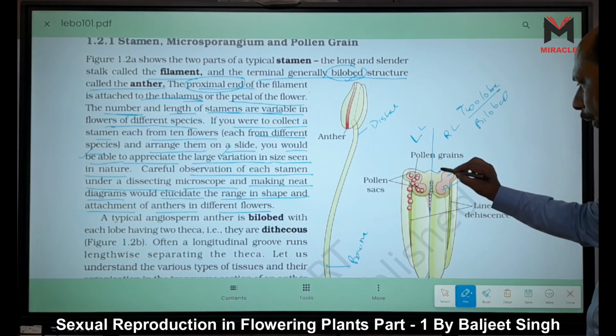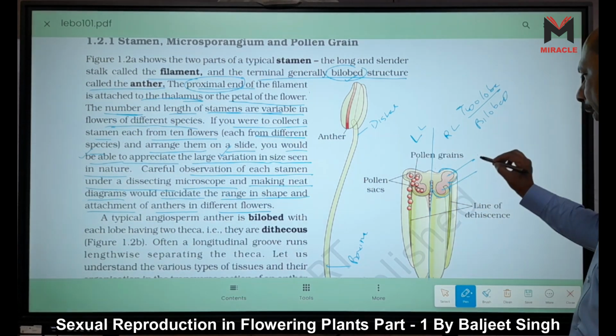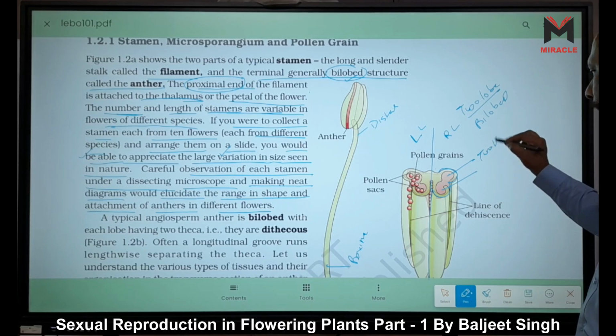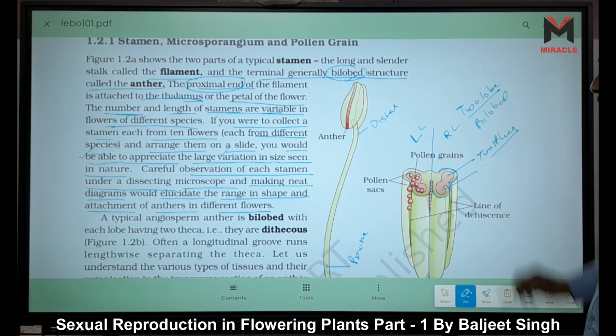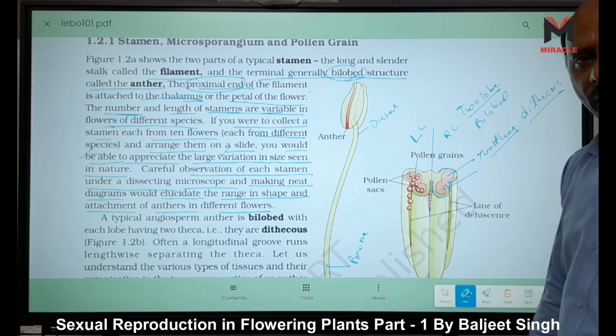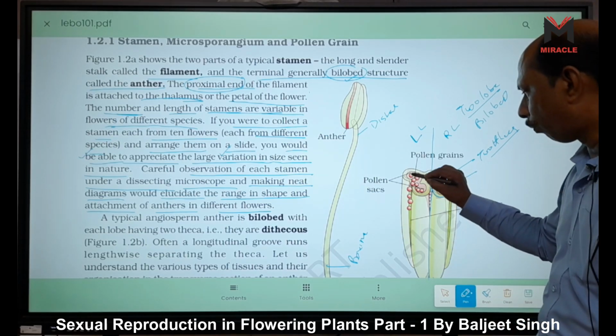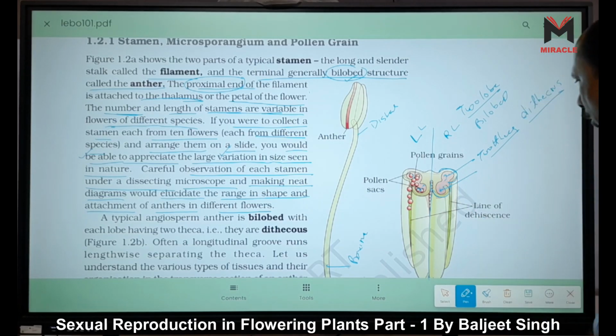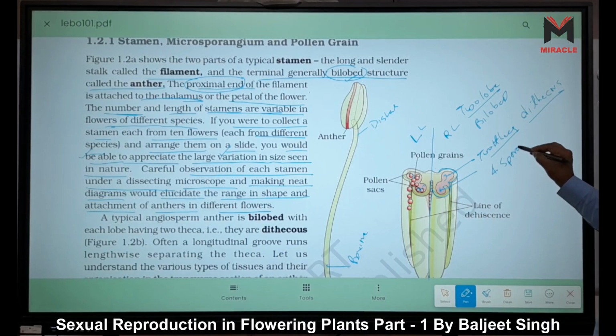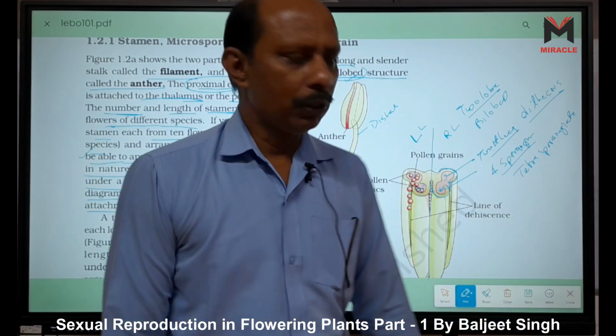Second, this one is 1 and this is 2. These are 2 theca. Look here, 1 theca and 2 theca. So how many theca are there? 2 theca, so it is called dithecous. How many sporangia are there? These are sporangia in which pollen grains, or microspores, are stored. 1, 2, 3, 4, because 4 sporangia are there. It is called tetrasporangiate. Do you understand? Tetrasporangiate, these 4 sporangia.